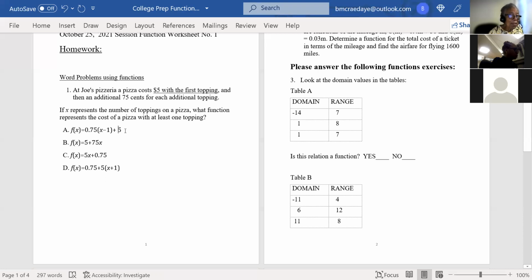So your pizza will cost you $5.75, because one topping is already in there, right? If the pizza has two toppings, you've already paid for one when you paid the $5. So you only have one. The total is two, 2 minus 1 gives you 1, 1 times 75 cents. So you see how this works, right?